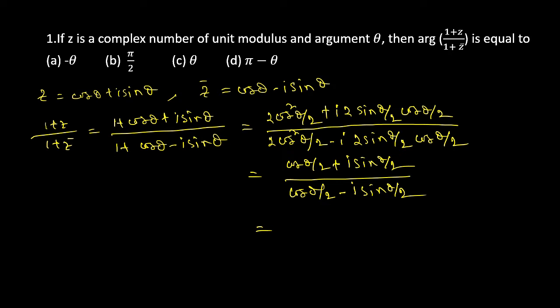Now cos theta by 2 + i sin theta by 2 means e to the power i theta by 2, and cos theta by 2 - i sin theta by 2 means e to the power minus i theta by 2. It means e to the power i theta. So the argument of (1 + z)/(1 + z bar) must be theta. Okay, so option C is correct. Next problem.